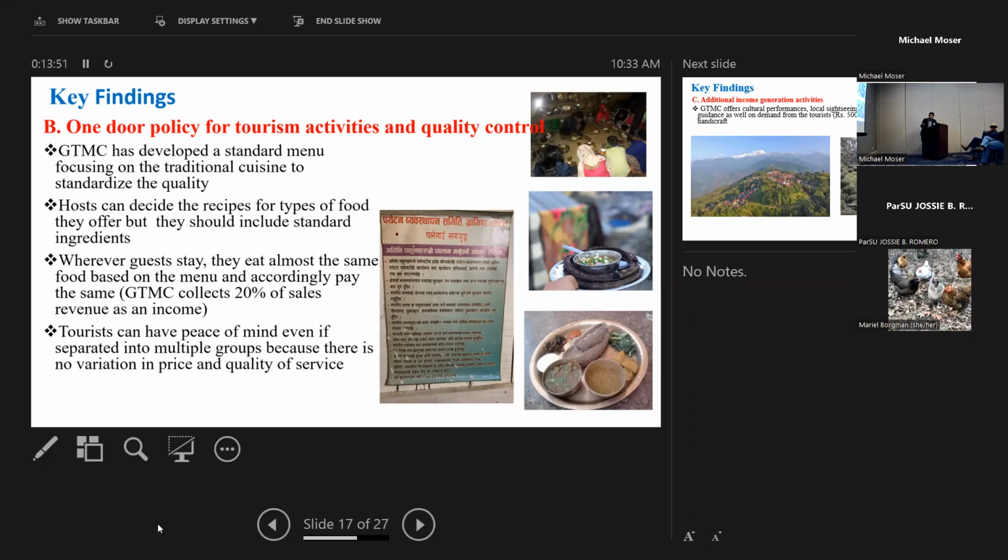In this way, wherever guests stay, they eat almost the same food and the same menu, and pay a similar amount. For instance, if a guest stays on a B&B plan, they pay 500 rupees, which is around $4. From this amount, GTMC collects 20% of the sales revenue as its income. And tourists can have peace of mind even if they are separated into multiple groups, because there is no variation in price and quality of the services in a homestay.